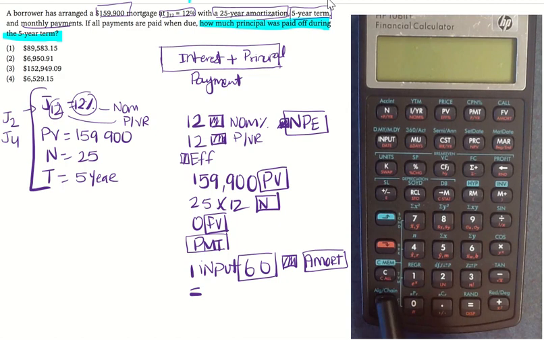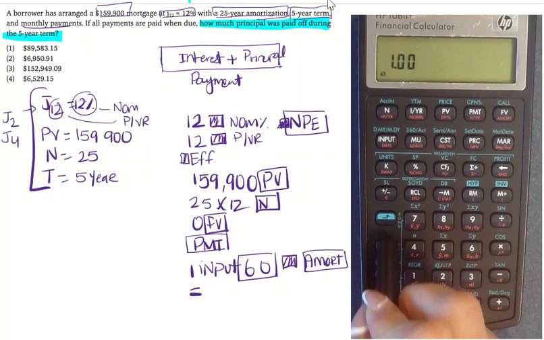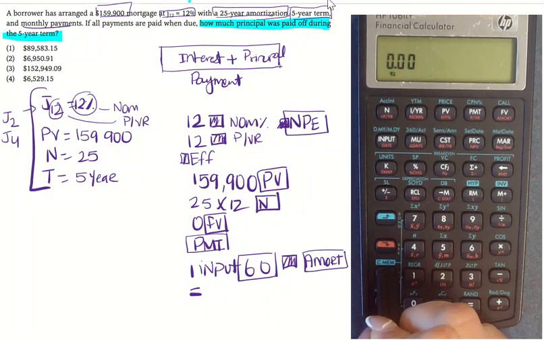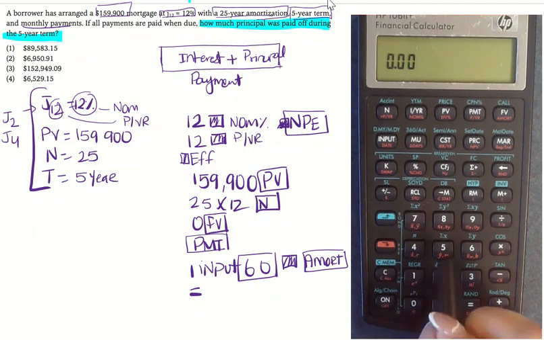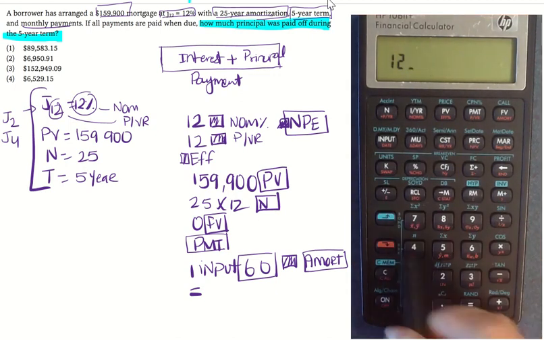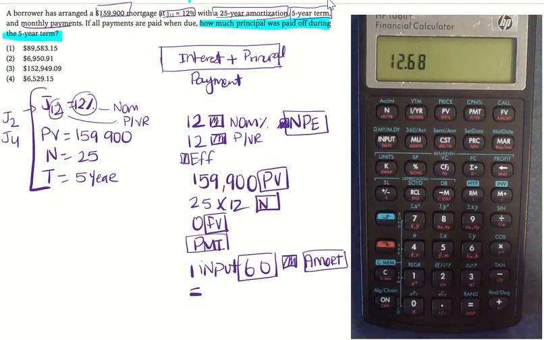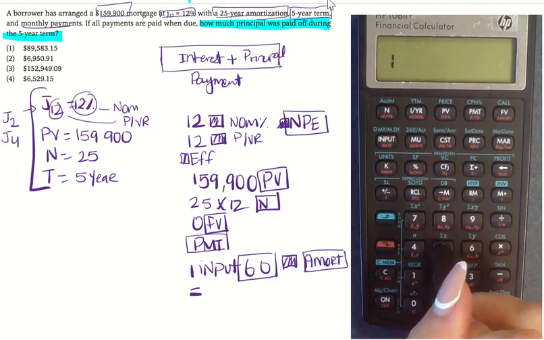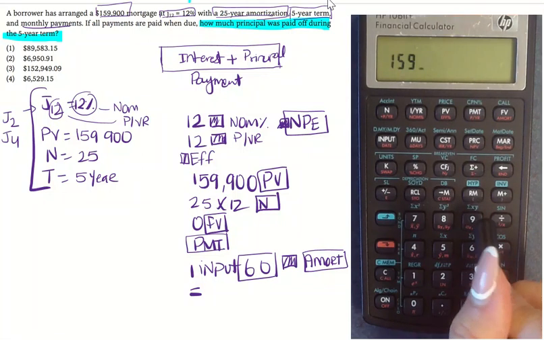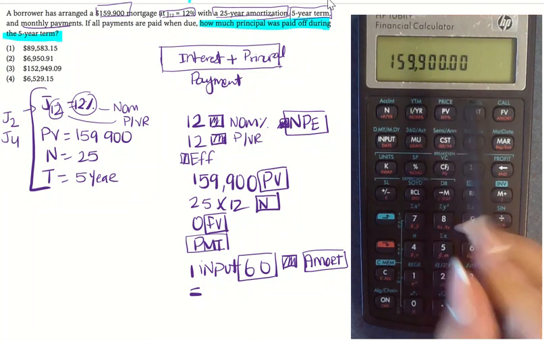All right, so let's start the calculator. Always please make sure you clear out everything. I have a habit of doing shift clear, and I always do memory clear. I always do that, maybe once or twice. Okay, so we're going to start with all of our steps. I did 12 shift NOM, 12 shift PVR, shift effective. Then I'm going to enter 159,900. That is our PV.